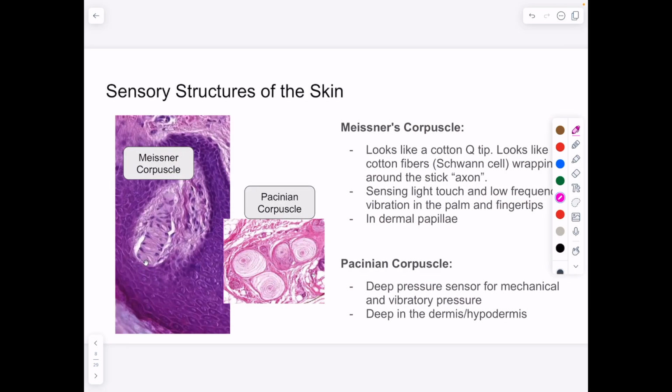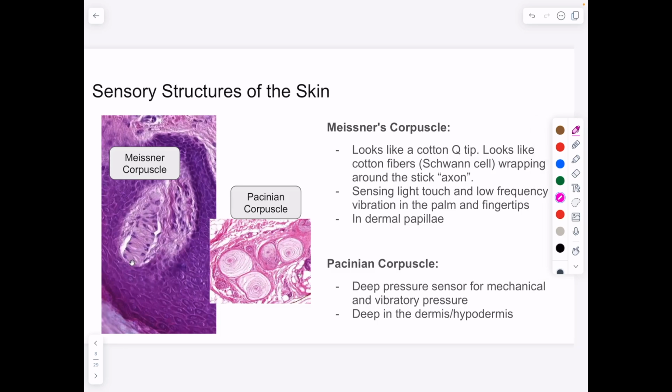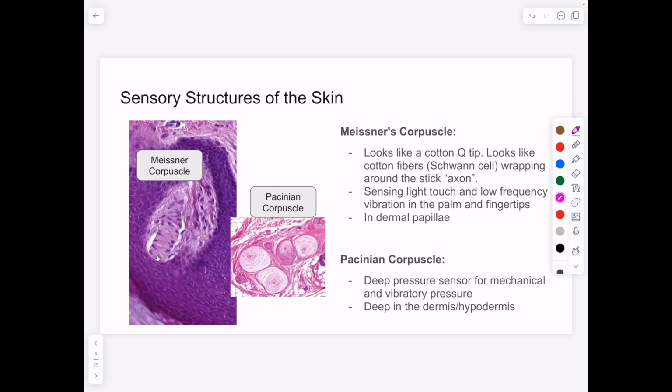All right, sensory structures of the skin. So we said that the Meissner's corpuscles are going to look like a Q-tip. In particular, it kind of looks like the cotton fibers wrapping around a stick. So you can see we have a whole bunch of nuclei on the outside, and so it kind of looks like you were just tracing those wrapping around the center. And what that center stick part is, is the axon of a cell, right? Because this is a sensory structure, it's going to have a nerve in it, or the axon of a nerve.